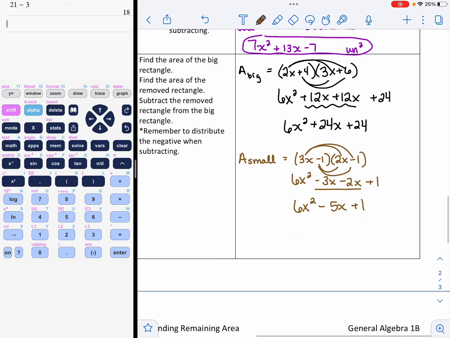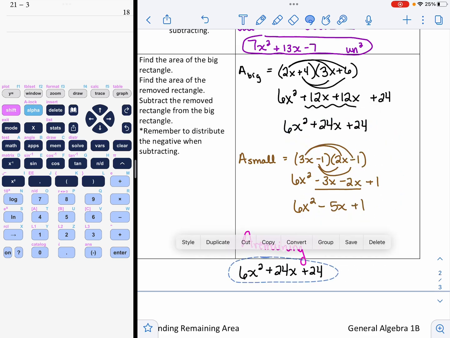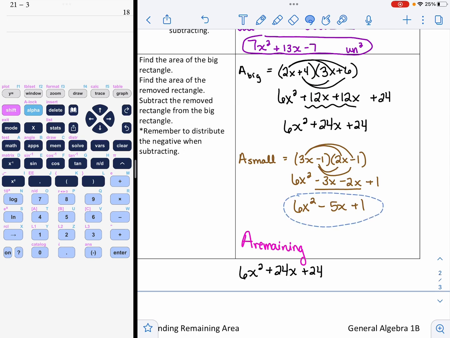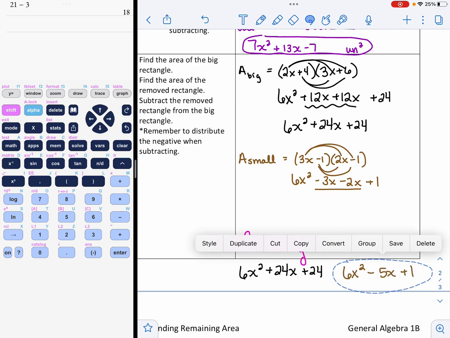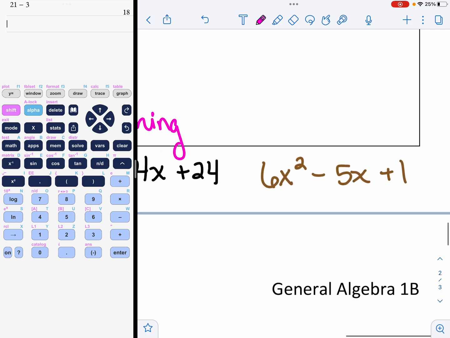And now to find the remaining area, I'll just change this to area, and I'll write the word remaining. You have to take the big one and you have to subtract the small one. So I'm going to get this tool here. Now I want you to watch very carefully what I do when I subtract it. I draw a minus sign and parentheses so that I remember to distribute my negative. Because if you don't distribute your negative, you're simply wrong.